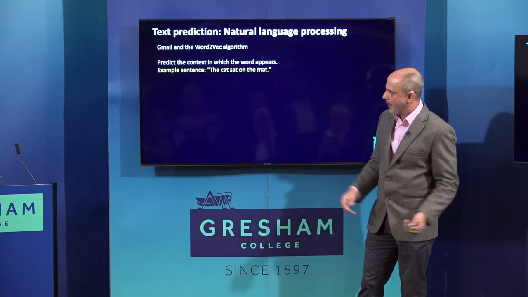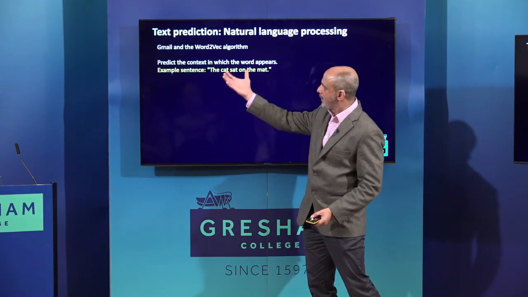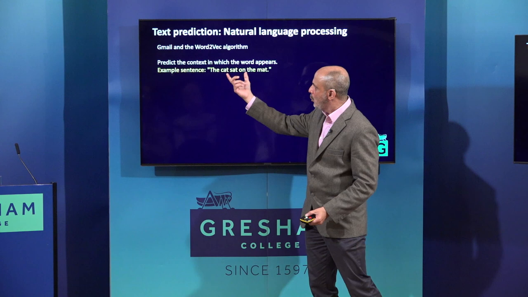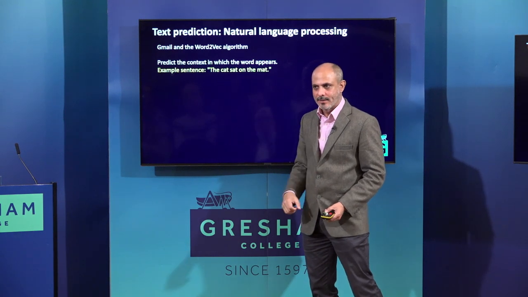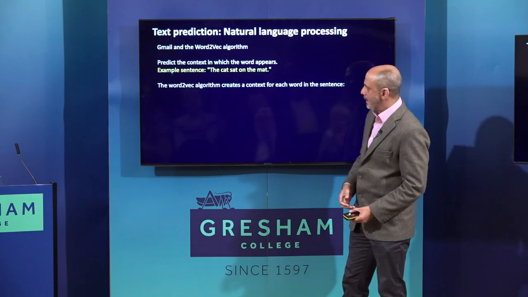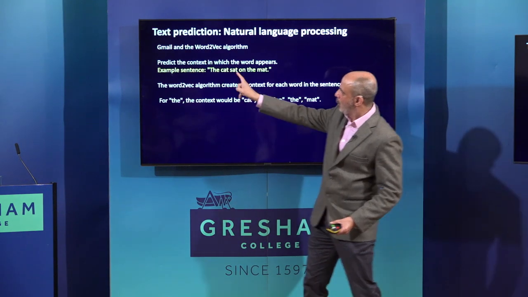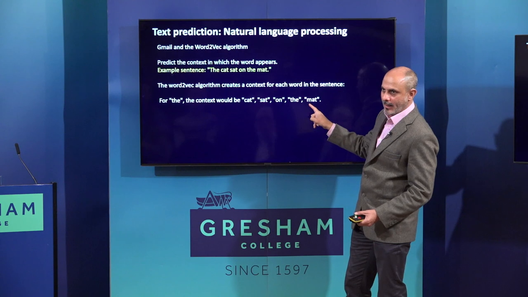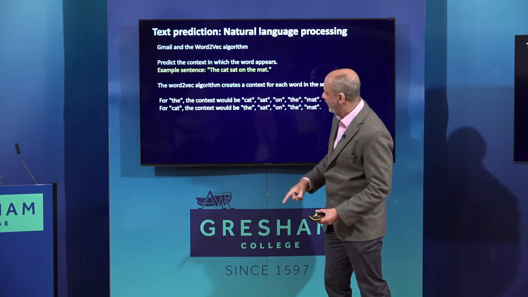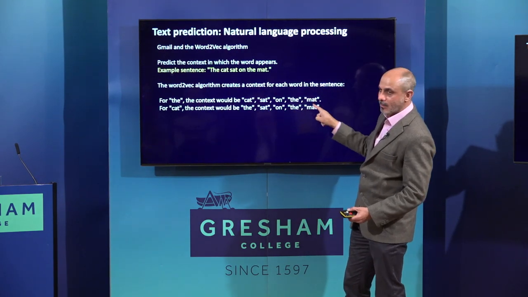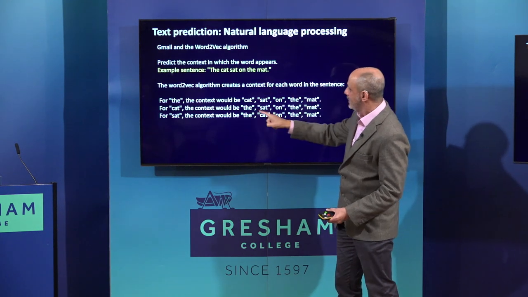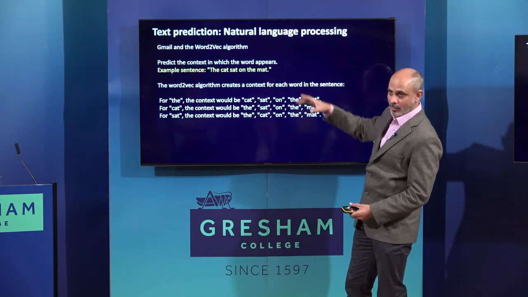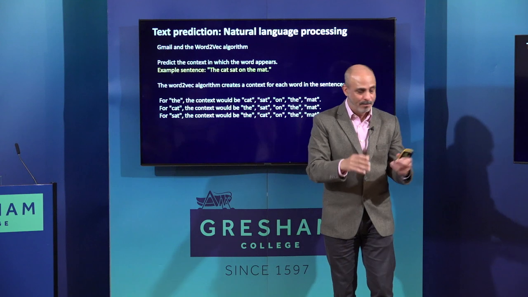Reasonable sentence over here. So the first question that Google did was to look at the context of that sentence. What does context mean? If you take the word the, the context is cat sat on the mat, right? If you take the second word, cat, it would be the sat on the mat. If you take the third word, sat, the cat on the mat, right? So this is the context for each of these.